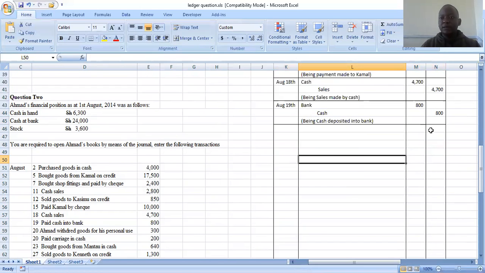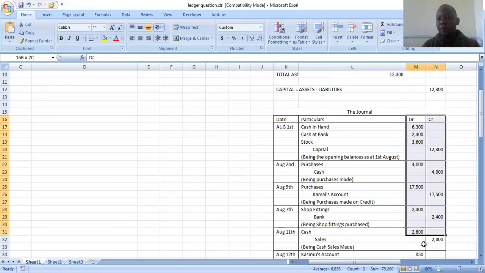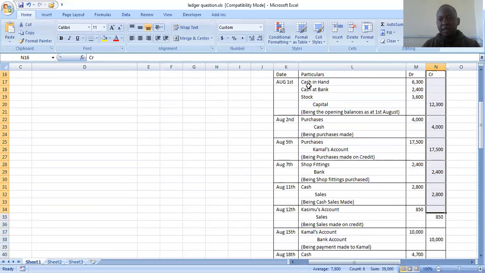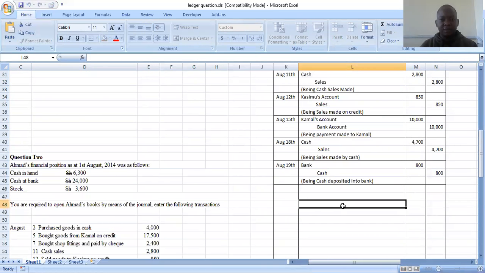So I hope you are together. So you have the debit column and you have the credit column. I hope you've noted where you are putting the debits and where you are putting the credits. And then here in the particulars, the debits are on the margin and then the credits are somewhere inside the margin. I hope you are noting that.